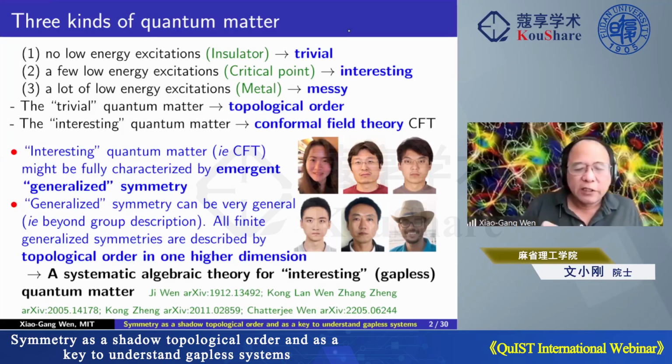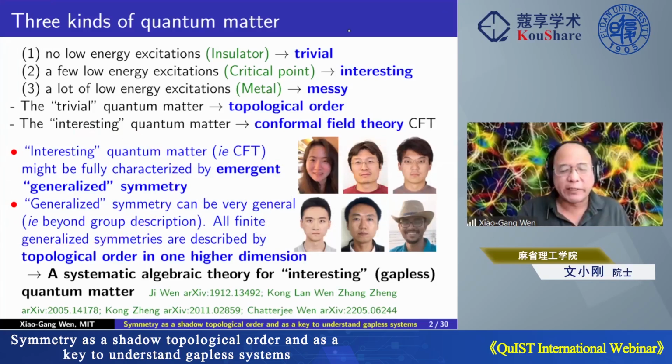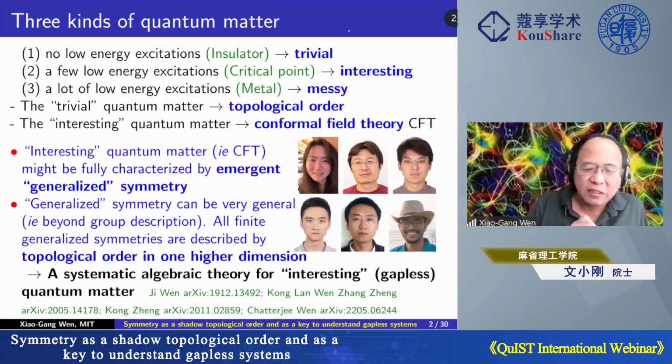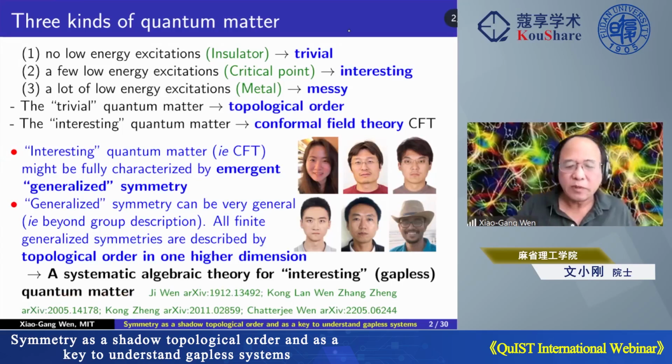So if you combine these two, it proposes a new direction to do quantum field theory, which we can call algebraic quantum field theory. This is an algebraic, or maybe number theoretical, way to understand gapless quantum matter. So this is the picture I try to present today.